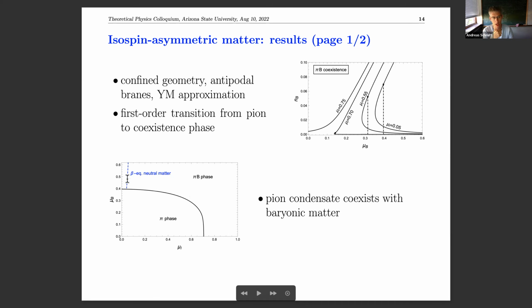I've included a blue line here. That's interesting for later for neutron stars. That's beta-equilibrated neutral matter, which we believe is present in neutron stars. And here you see in these units, again, I will only come later to the physical units, but in these dimensionless units, you see that mu I is relatively small compared to mu B in neutron stars. That's what we can take away from this already.